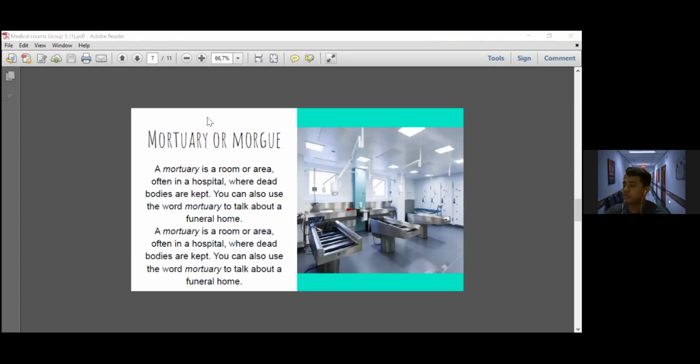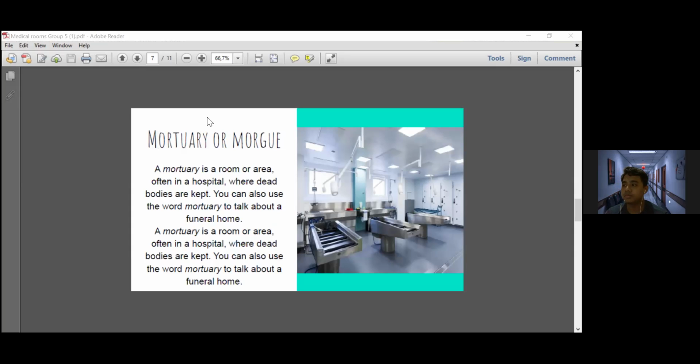Okay, thank you for your explanation, Berlian Rahmat. Very nice material. And next is the mortuary or morgue, which would be explained by Reza Dwi Arashid. It's your time, please.